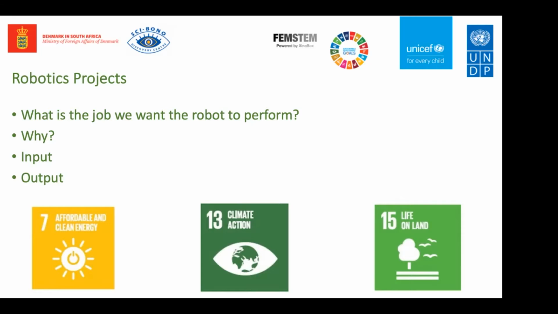However, you can never ever start coding until you actually know what is the job that I want to do and what are the steps that I want my code to perform. So today, our focus is all going to be on our robotics projects, linking to these 3 sustainable goals: 7, affordable and clean energy, climate action, and life on land. And we need to answer these 4 questions. What is the job we want the robot to perform? Why do we want it to perform that? What inputs are we going to use, and what outputs are we going to use?